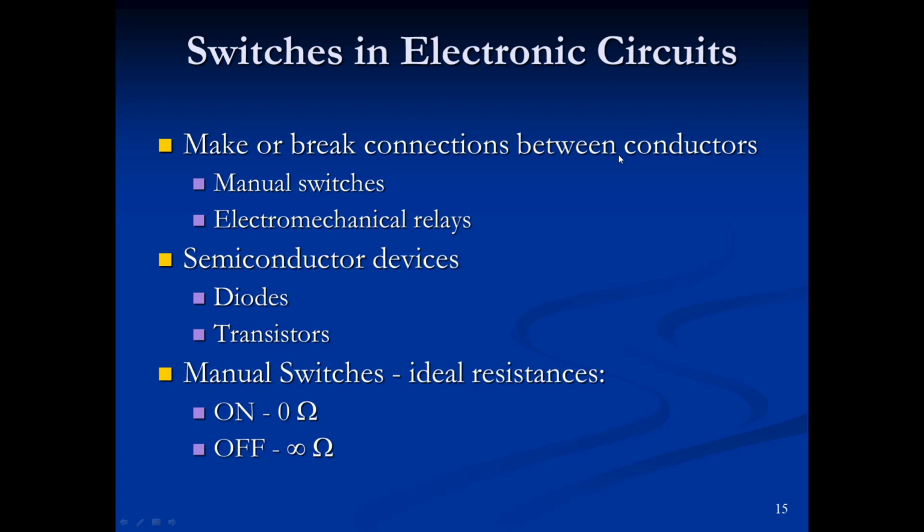But for the ideal resistances, when we think of the resistance of a switch in a perfect world, when the switch is on, there would be 0 ohms resistance, a perfect short circuit that allows current to flow totally freely. And then in the off position, there would be infinite resistance, absolutely 0 current possibly flowing.